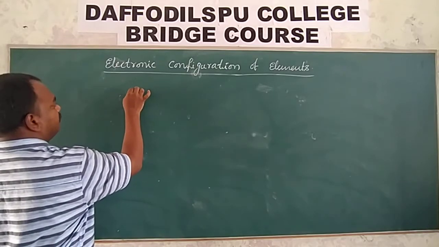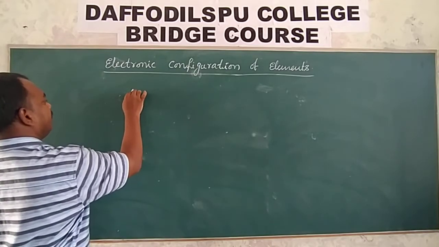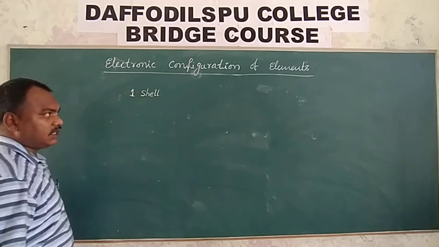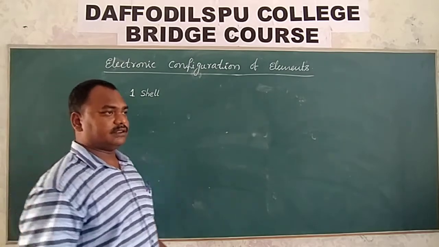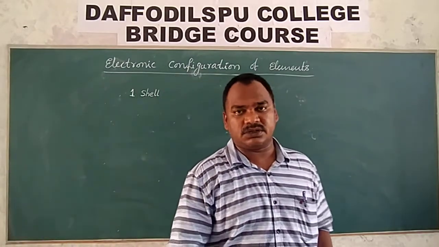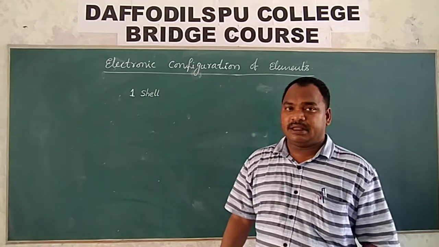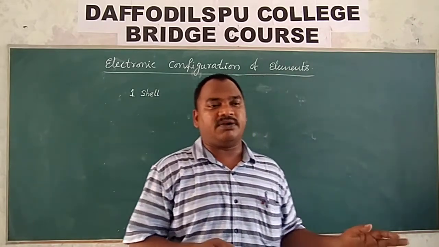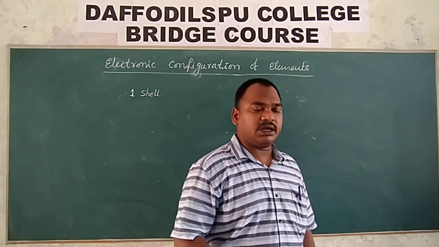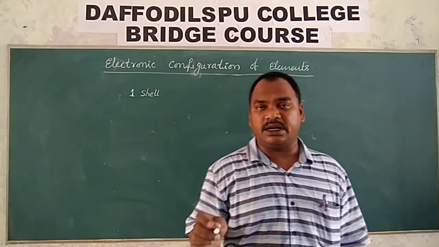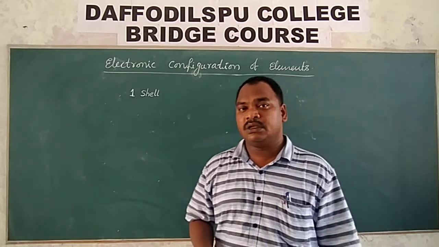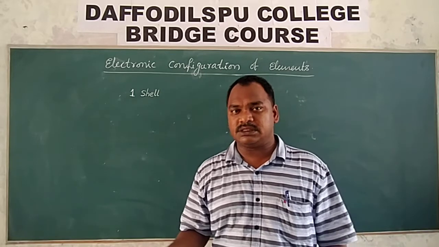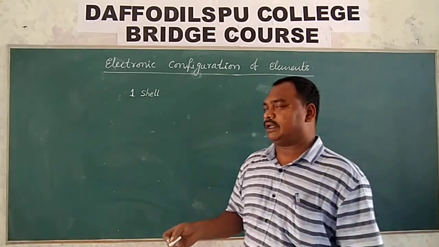We are briefly studying about this thing. Take the first shell. So first we will look at what is this electronic configuration. Electronic configuration is nothing but arrangement of electrons in different shells, in different sub-energy levels and in different orbitals.